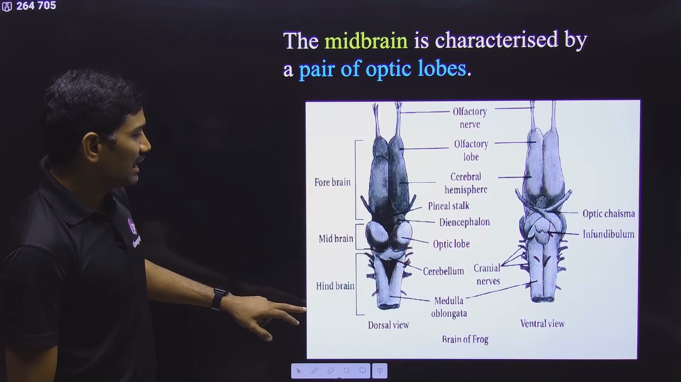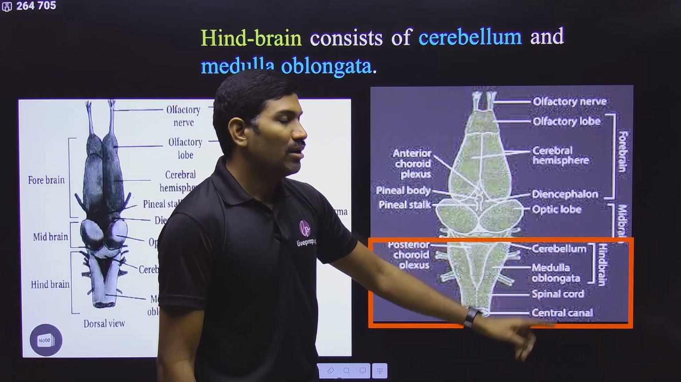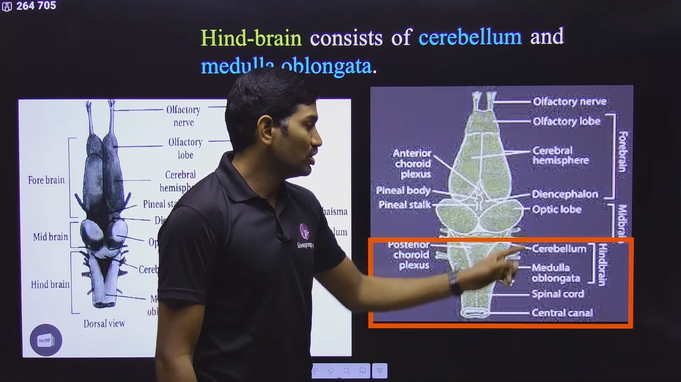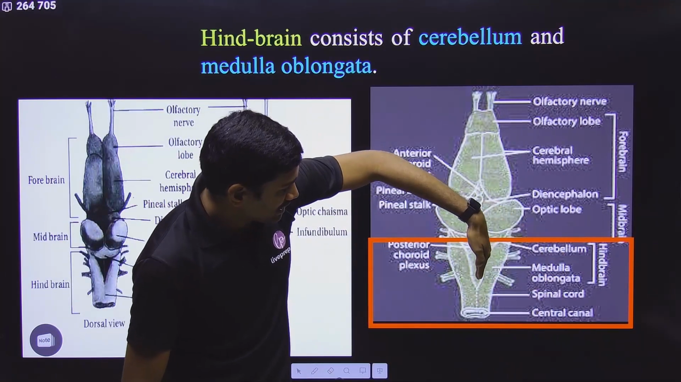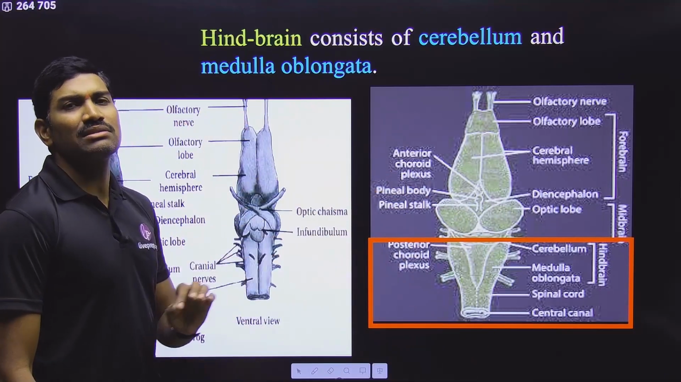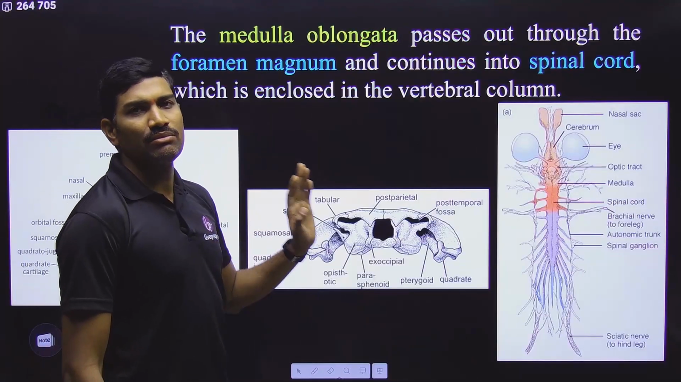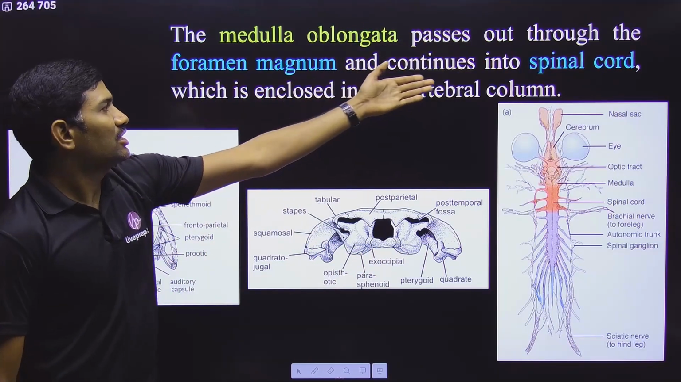And next one is regarding the hindbrain. So in the hindbrain, what is present? Cerebellum is present, medulla oblongata is present. So these two are present within the hindbrain. And then this medulla oblongata is continuous with the spinal cord. So this is the basic information. Very simple and basic information. So please try to remember this much. That is enough.